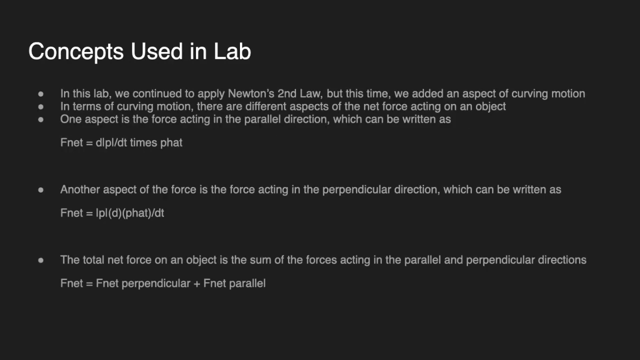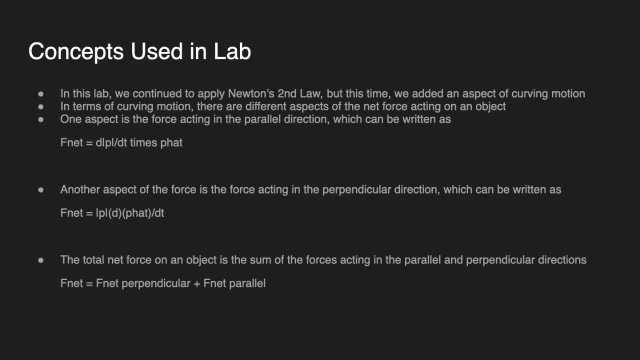In this lab, we continued to apply Newton's second law, but this time we added an aspect of curving motion, since the trajectory was elliptical. In terms of curving motion, there are different aspects of the net force acting on an object. One aspect is the force acting in the parallel direction, which can be written as F net equals d times the magnitude of p over dt times p hat.